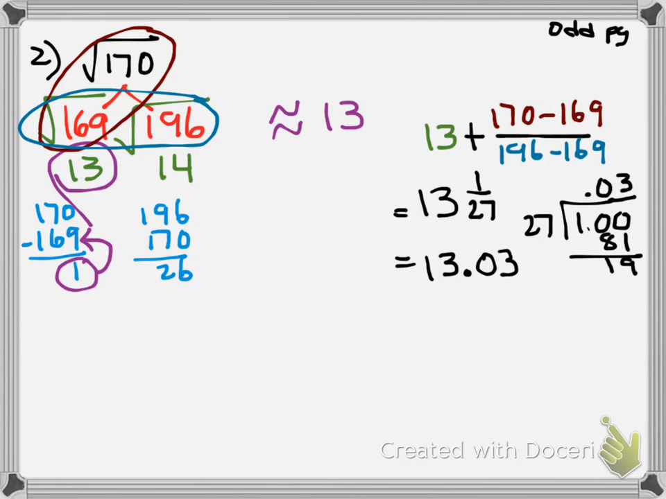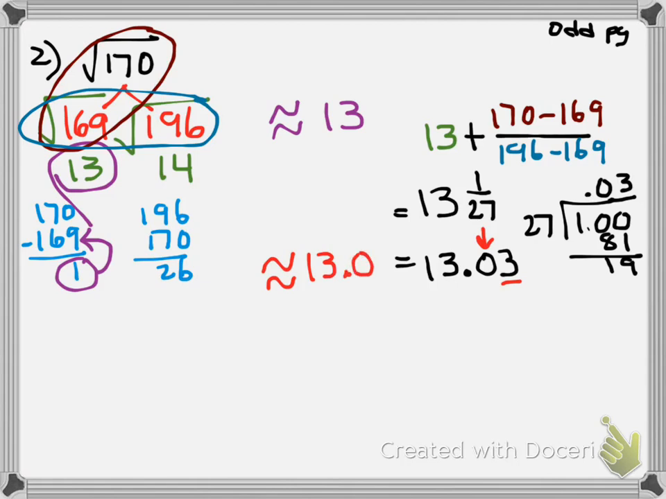But we're not done, right? What else has to happen? We need to round to the nearest tenth. So we have a 0 in the tenths column, and the next door neighbor is a 3. What's the 3 going to do to the 0? Keep it the same or bump it up to 1? It's going to keep it the same. So our answer to the nearest tenth is 13.0.